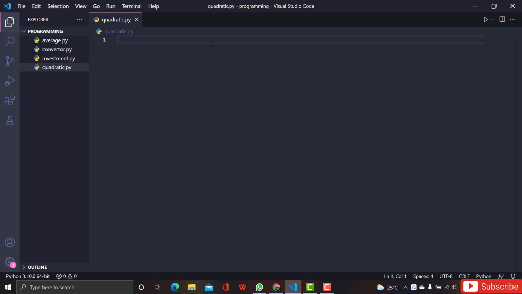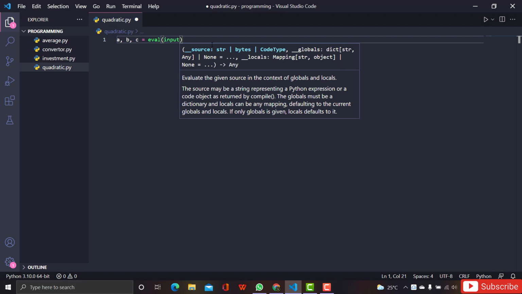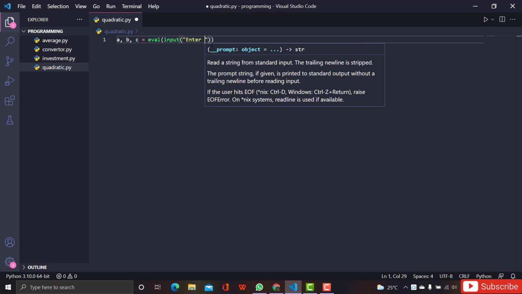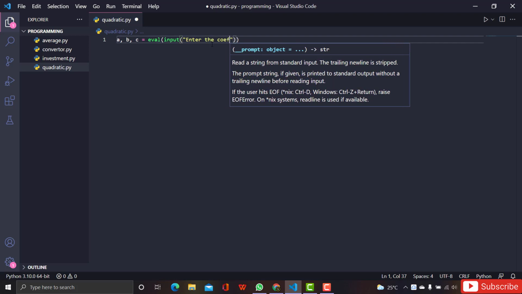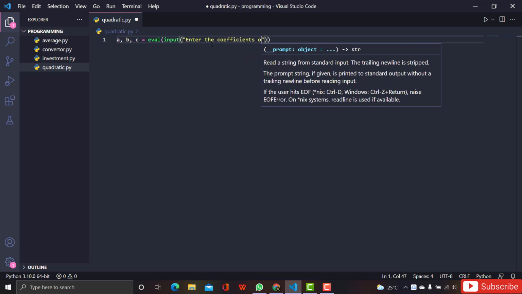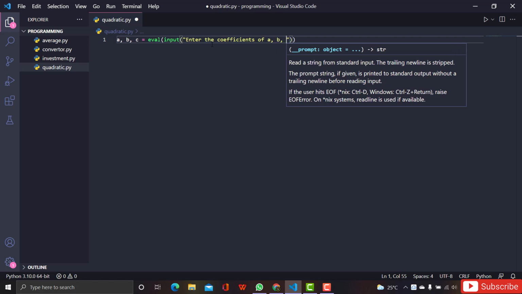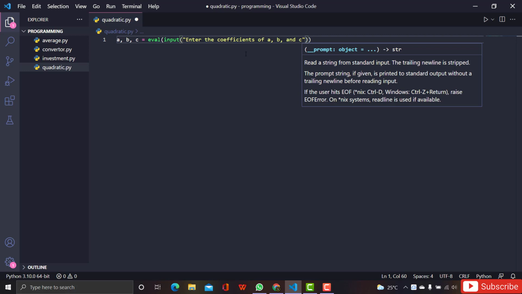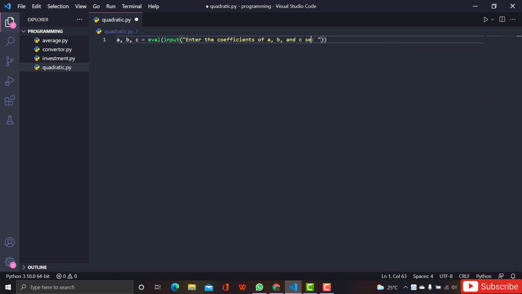For that, first and foremost we have to take the three coefficients a, b, and c. So let's take them in a single line. a comma b comma c equal to eval of input, enter the coefficients of a, b, and c. Alright, done. Now we're gonna take them with commas. Let's say this to the user: separated by comma, done.